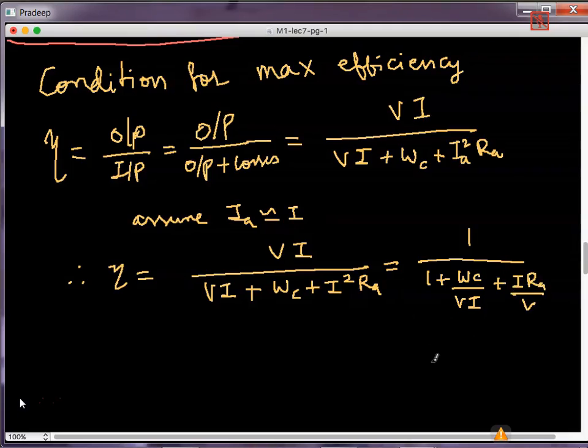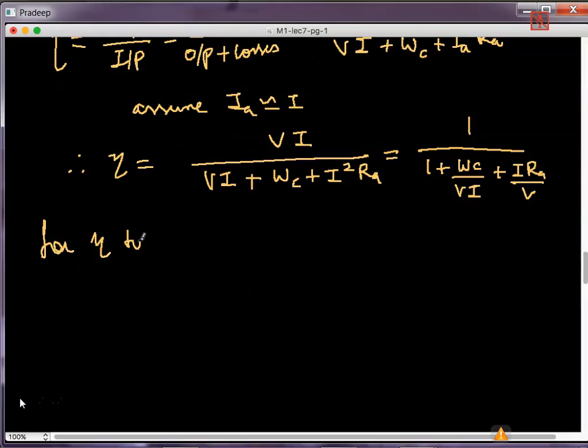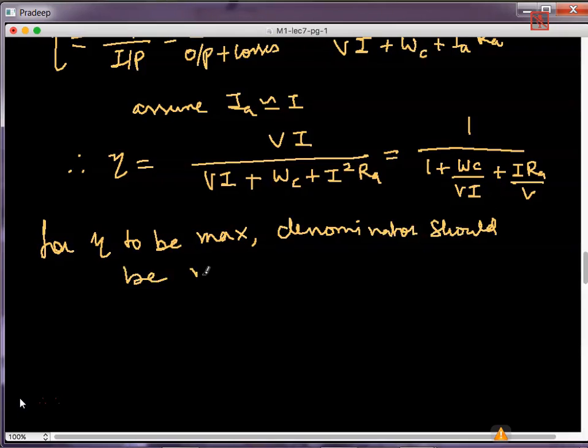Now for efficiency to be maximum, the denominator should be minimum. Because in the numerator only 1 is there, so if I want to increase the efficiency, I have to decrease the denominator. So here also there is 1. So this part I have to minimize. So at the minimum value of this, the differentiation will be equal to 0.